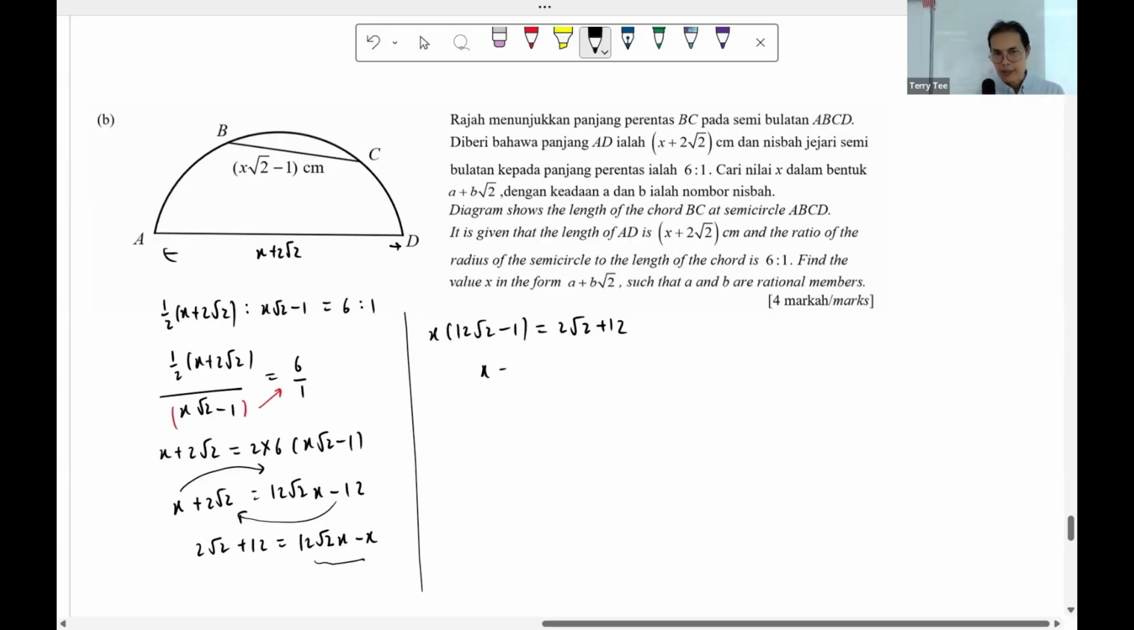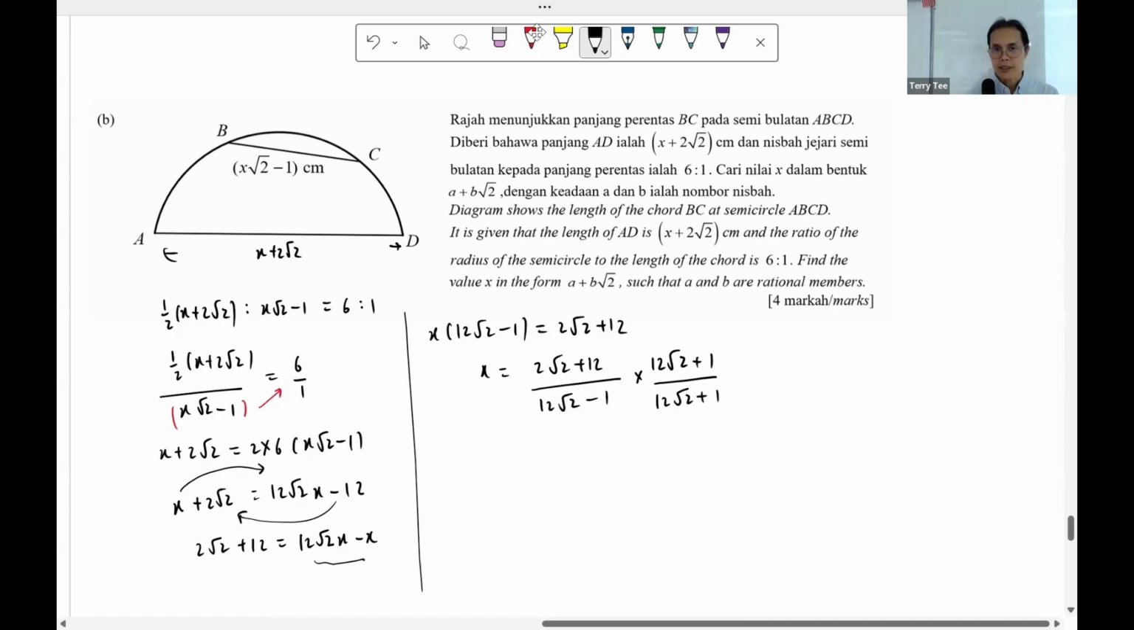To find x, I'm going to divide this: (2√2 + 12) divided by (12√2 − 1). Okay, what we need to do next is to rationalize the denominator. So here we multiply top and bottom with a conjugate. Remember, the conjugate of 12√2 − 1 is 12√2 + 1. Okay, multiply top and bottom.